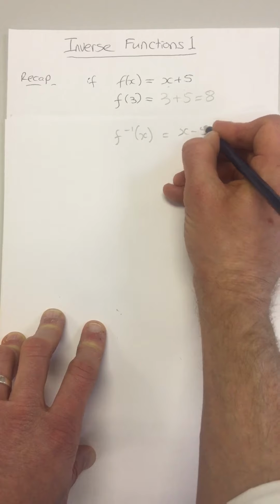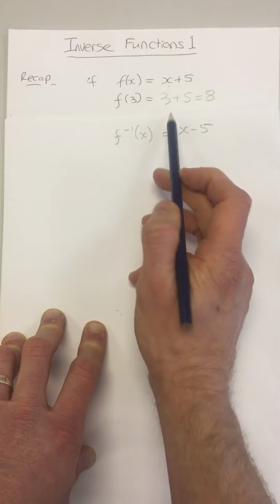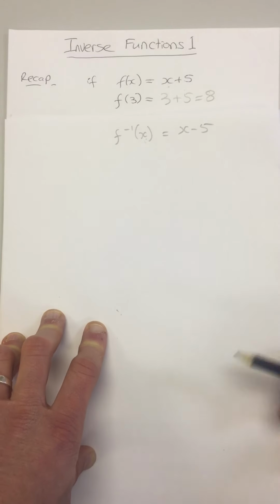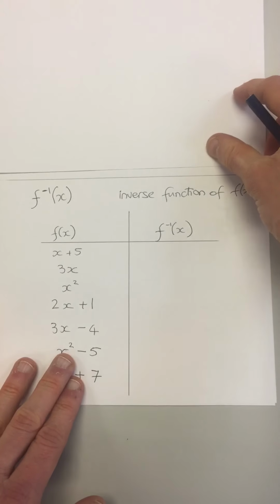And we write the inverse function like this, f minus 1 of x. And it's x minus 5. So with simple functions like this, you can write down the inverse very easily. So let's just go through a few examples like that.